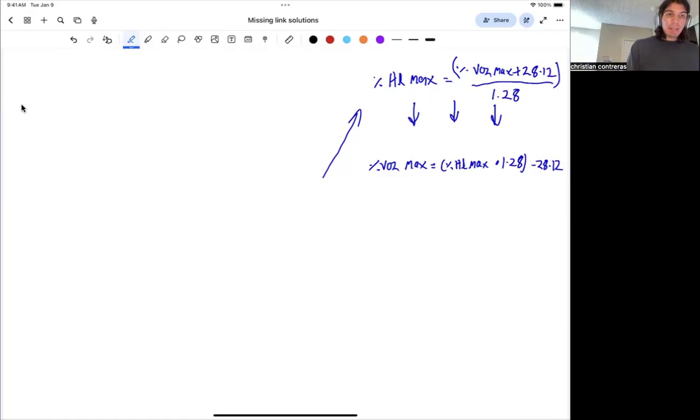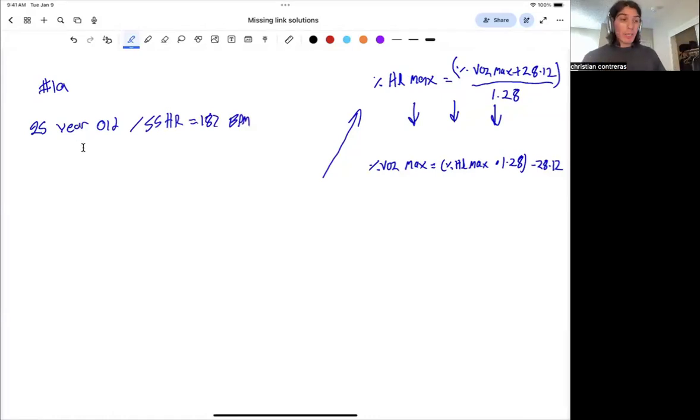But let's take a look at number one, and let's see if we can use this formula. So number one, part A. Flip this around, this will be easier. Okay, so we have a 25-year-old doing a 1 mile run with a steady state heart rate of 187 beats per minute. And number 1A is asking us what percentage of their VO2 max are they working at?